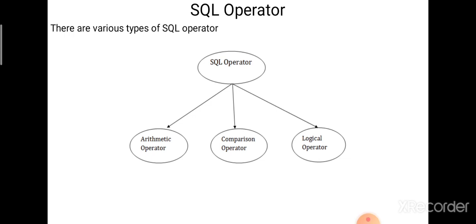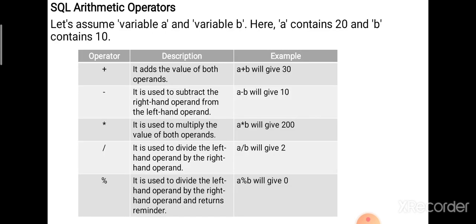Okay. So in SQL there are various types of SQL operators. The classifications are arithmetic operator, comparison operator and then logical operator. We shall see one by one in brief. In that, first one, arithmetic operator.